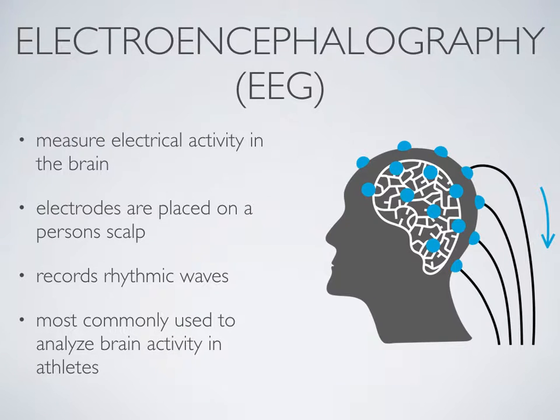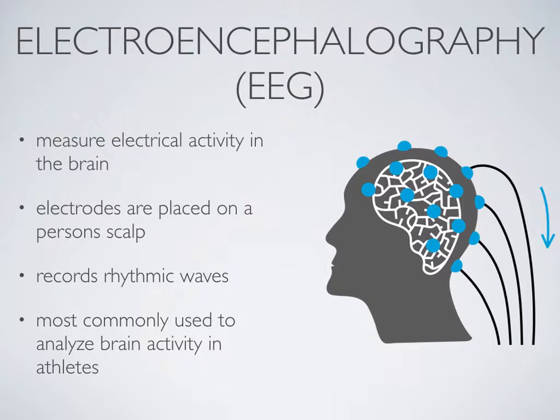The next one is an EEG, which measures electrical activity in the brain, specifically measuring the voltage from neuron activity. This activity is detected by the electrodes that are transmitted to amplifiers on recording devices. The electrodes are placed all over the person's scalp.